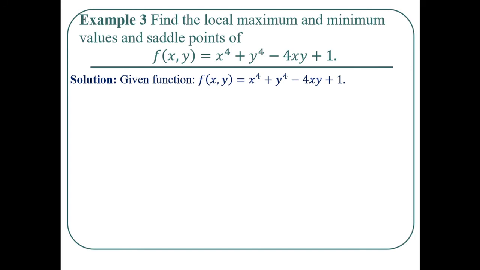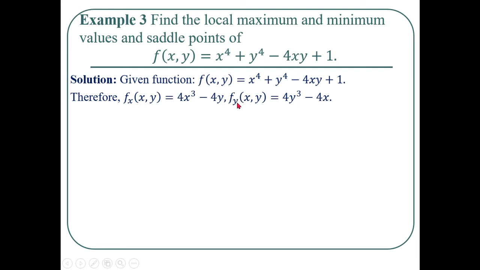Its first order partial derivative with respect to x becomes 4x^3. The derivative of x^4 with respect to x is 4x^3. The derivative of y^4 with respect to x, when we take partial derivative, this is independent of x, so its derivative becomes 0. Minus 4 times y into x, the derivative of x with respect to x becomes 1, so its partial derivative with respect to x becomes minus 4y into 1, that means minus 4y, and the partial derivative of 1, that is constant, with respect to x is 0. So the partial derivative of f(x,y) with respect to x, that is fx(x,y), becomes 4x^3 minus 4y. Similarly, the partial derivative of f with respect to y becomes 0 plus 4y^3 minus 4x into 1 plus 0. So it will be 4y^3 minus 4x.